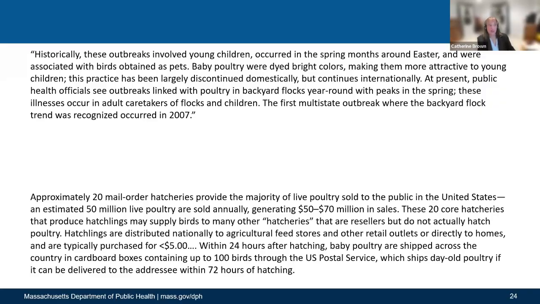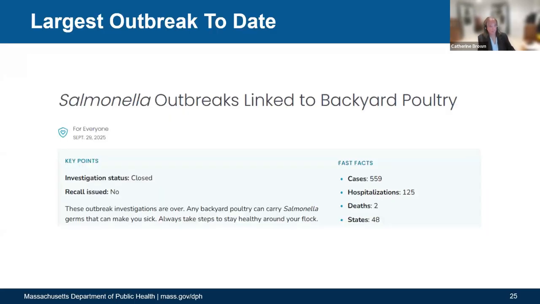And so these 20 facilities generate $50 to $70 million in sales every year. You can just call and say, I want you to send me 100 chicks. Each chick will cost less than $5, and they get shipped through the US Postal Service. I'm just going to say they stick all the little just hatched chicks into cardboard boxes and then mail them to you. So they're easy to get, and relatively cheap, which is one of the reasons that we have seen such an increase.